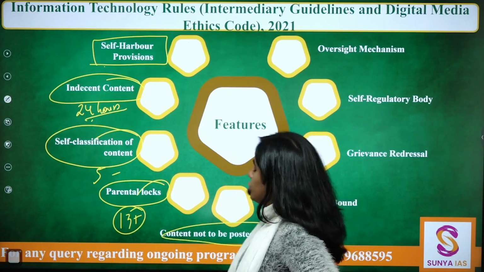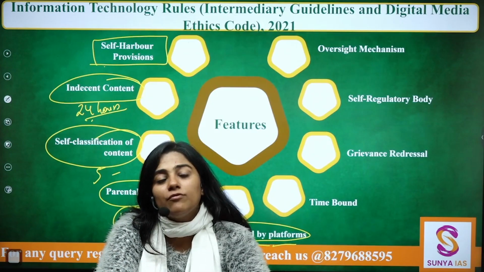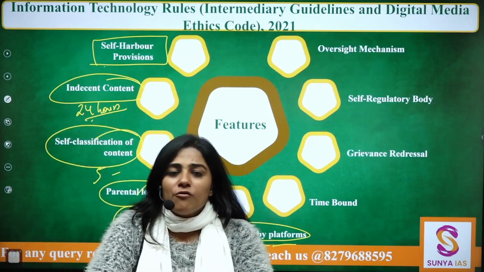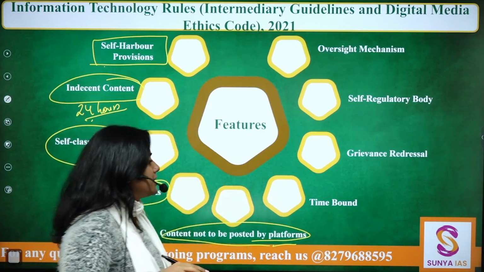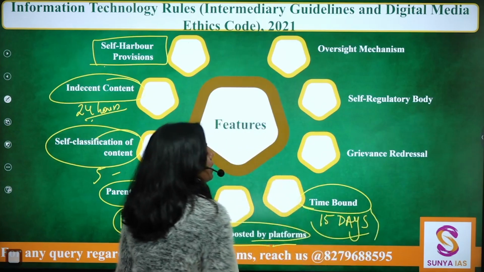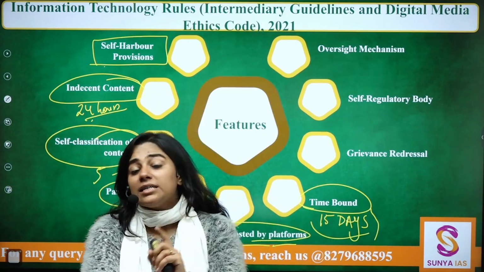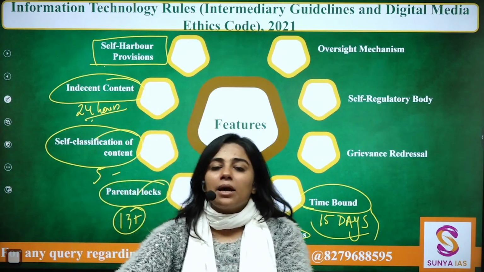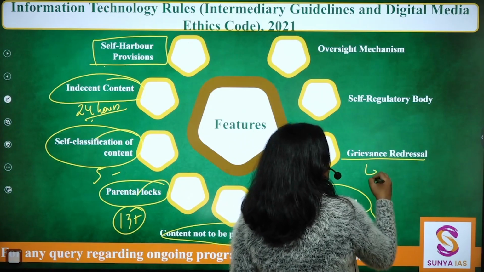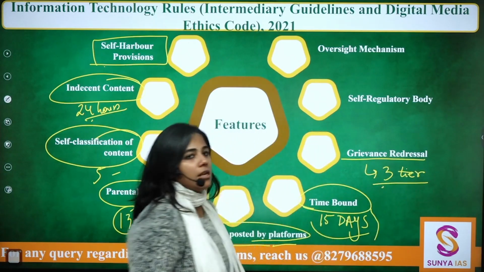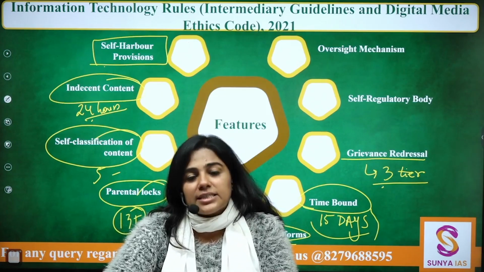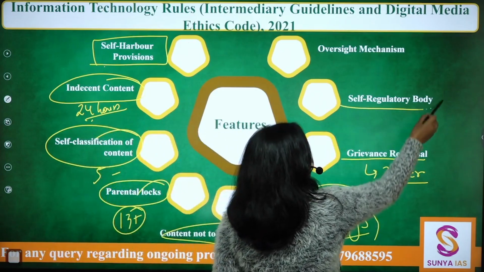Then the content not to be posted by platforms is content which is against public sentiments, against national integration and so on. Then overall, whatever complaint is there about the violation of the code of ethics has to be seen and completed within 15 days. So content has to be taken down within 24 hours, and the complaint has to be resolved within 15 days. Then for grievance redressal, there is a 3-tier grievance redressal mechanism that has been established.